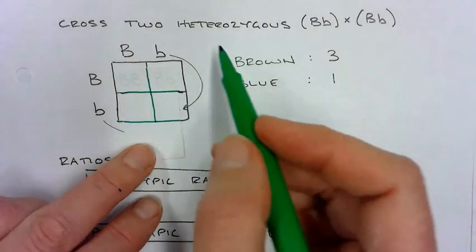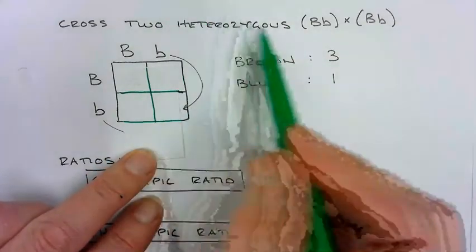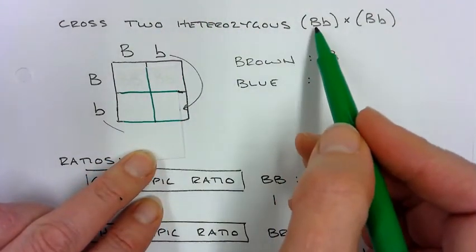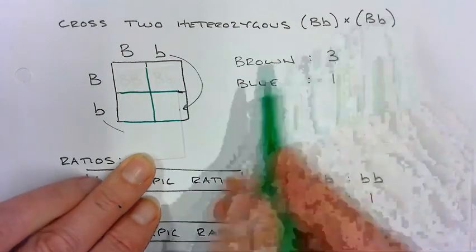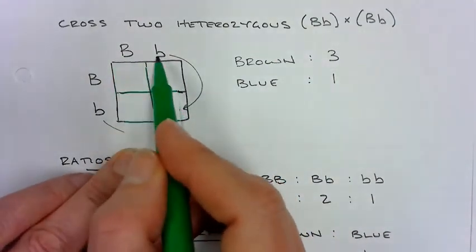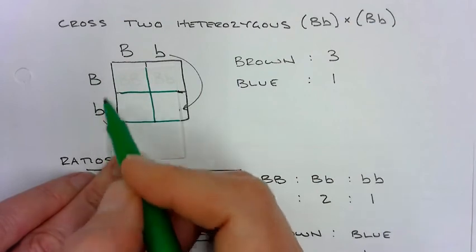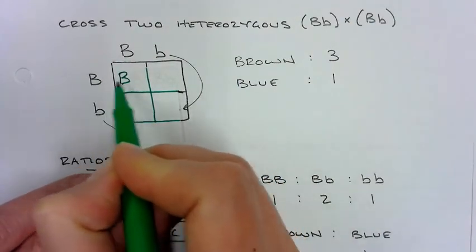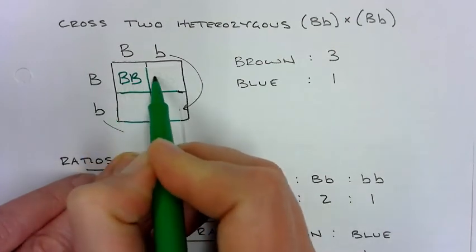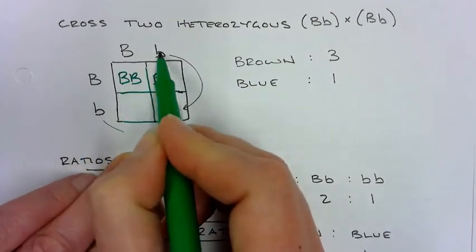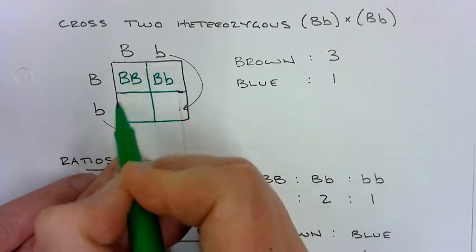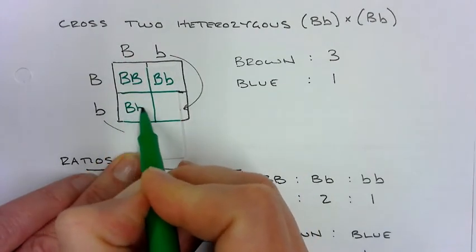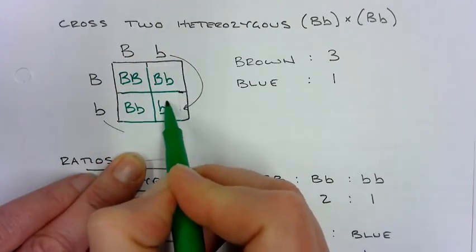We're going to cross our offspring from our previous cross. They're heterozygous. They're big B, little b with another big B, little b. So we set them up on our Punnett square. This is one parent here. This is our other parent. We're going to bring down this big B, bring over this big B. Again, remember the dominant always comes first, and then the recessive: big B, little b, little b, little b.